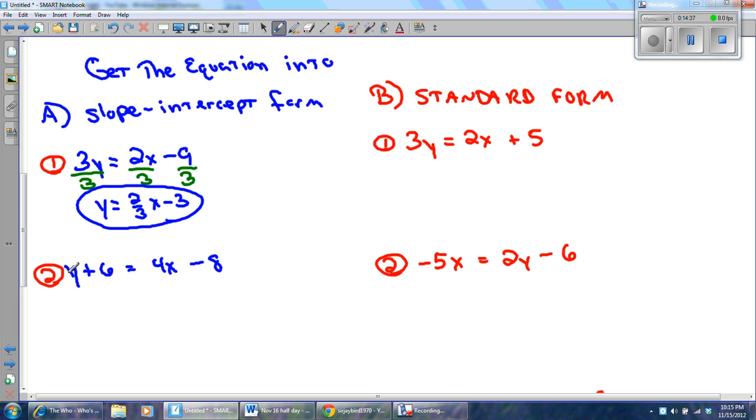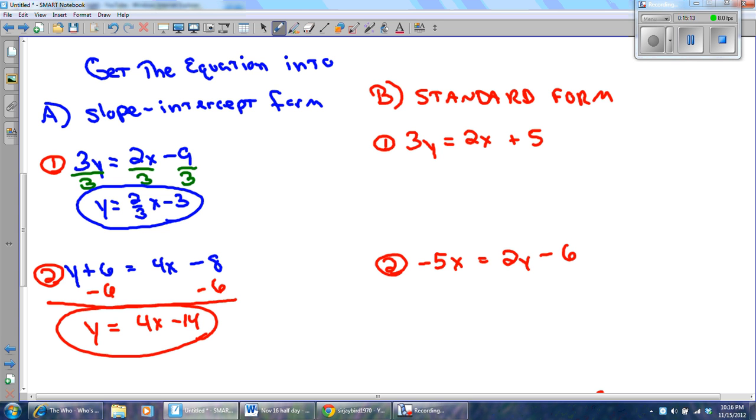Looking at example 2 on part A, I've got a plus 6 keeping the y company. Well, I need to subtract 6. Doing it from both sides. I don't do it here as well. If I did it there as well, I'd be subtracting 12 from the right-hand side and only 6 from the left-hand side. Also, I would be trying to combine unlike terms. x terms with non-x terms. So I'm going to subtract 6 from two places, right there and there. Left-hand side will be y, right-hand side will be 4x minus 14.